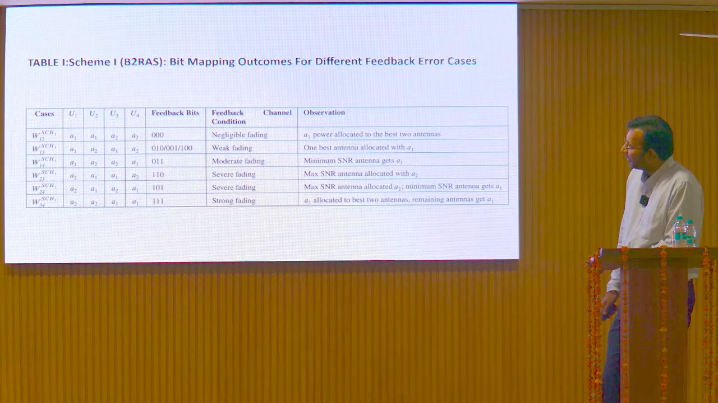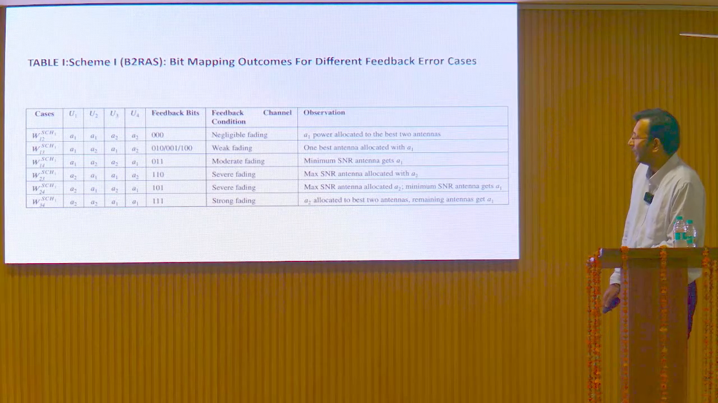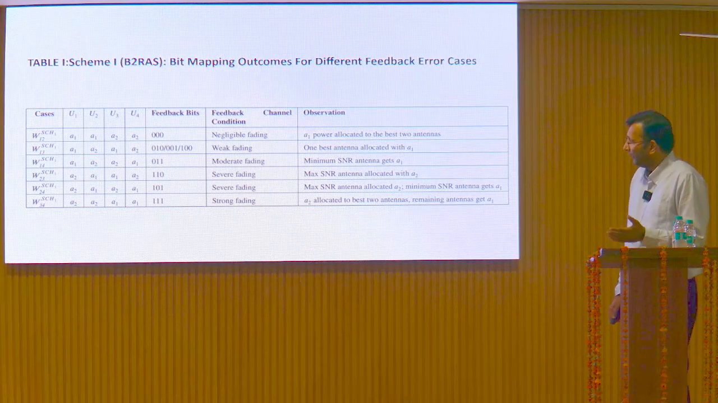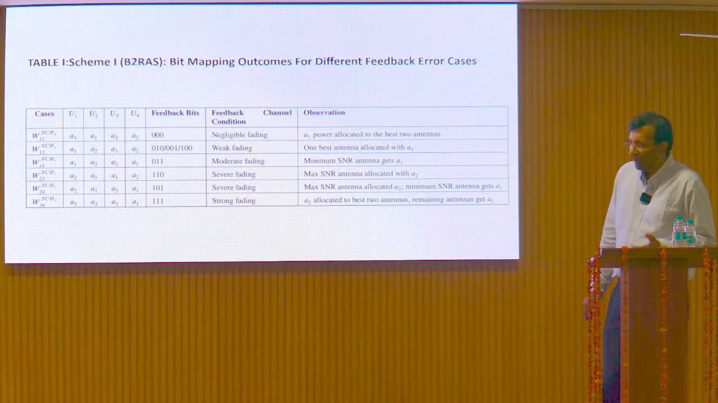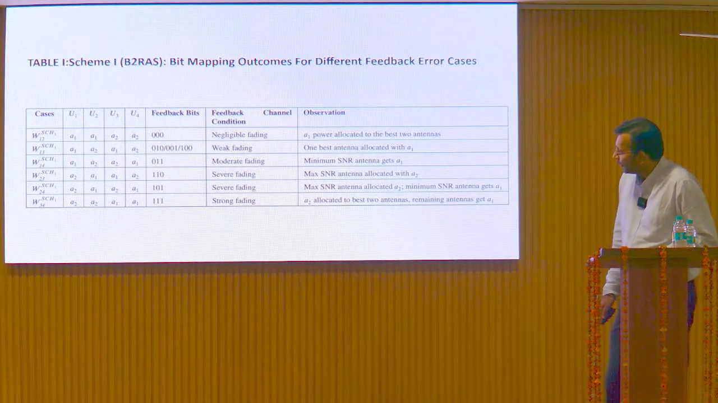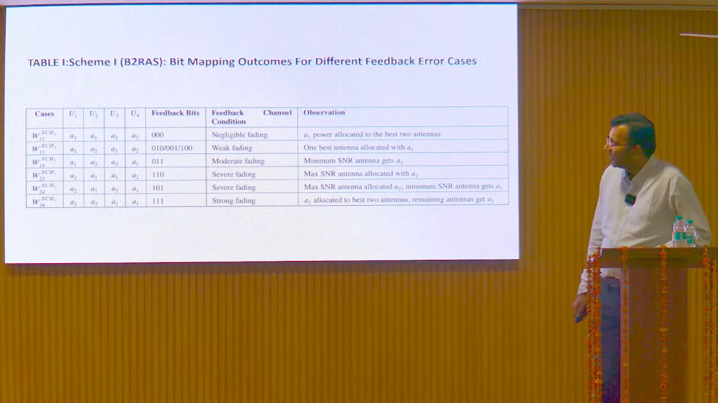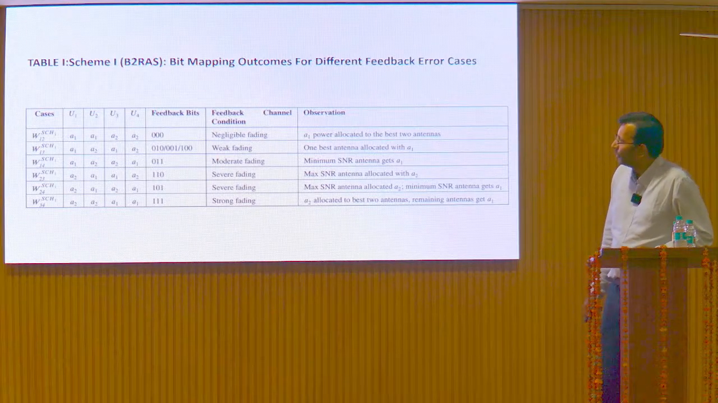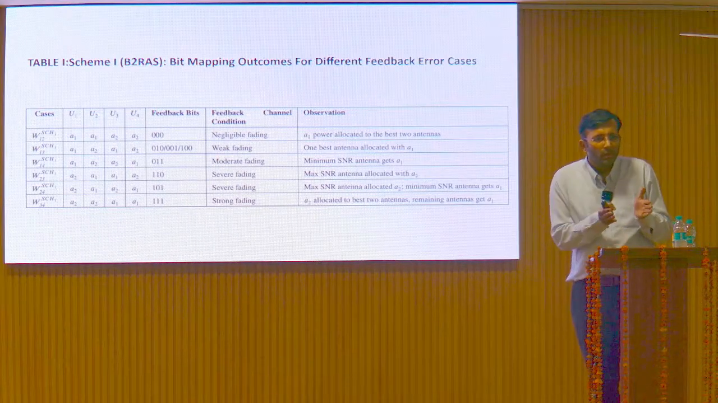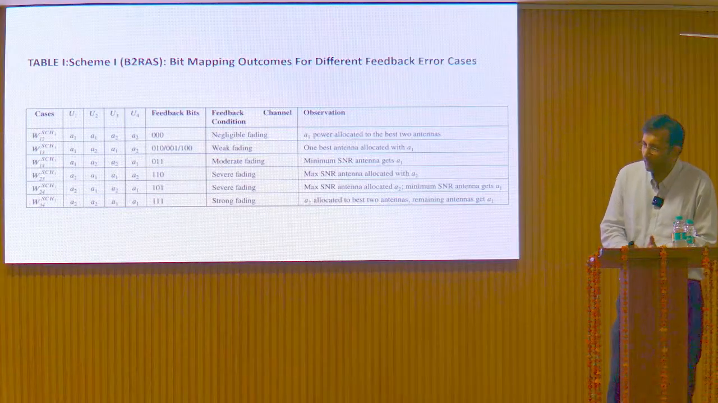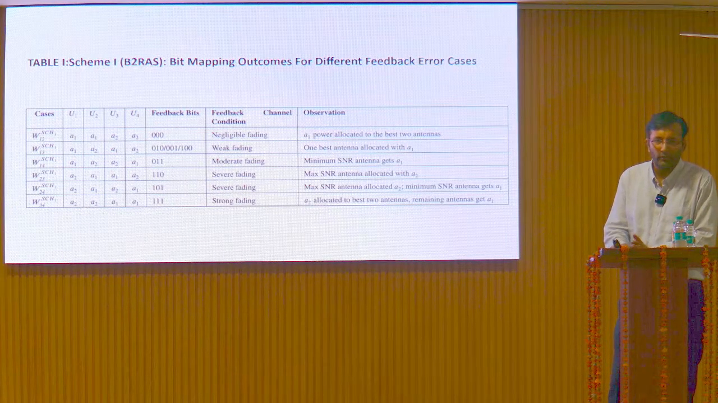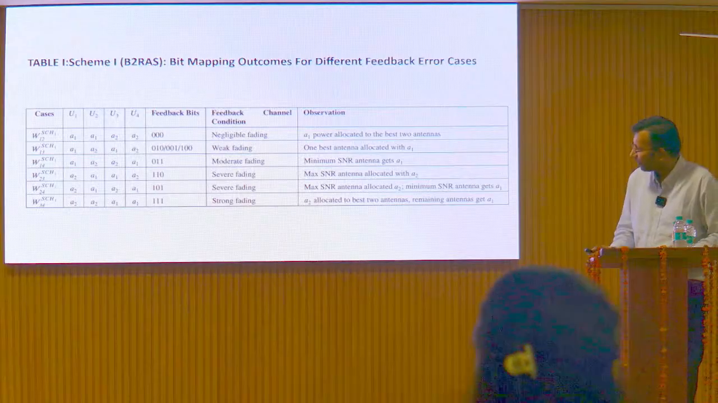So we allocate power accordingly. All the other cases are erroneous cases, but based upon the fading condition, we have weak fading, moderate fading, and severe fading. If you see the strong fading last condition, it's quite the reverse of the first condition, right? U1, U2, U3, and U4 represent the channel gains of the first, second, third and fourth antennas, right?